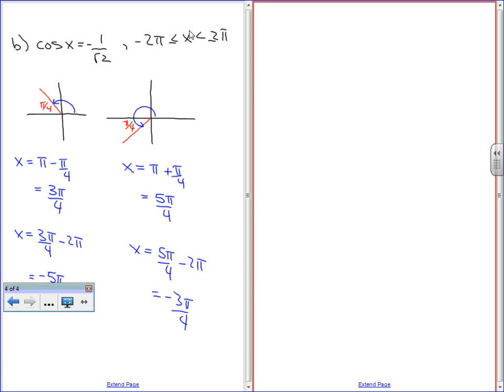Okay, so let's try this question. When is the sine of x equal to -√3 over 2? And this is just another way of writing down the interval. So when x is between -3π and 4π.